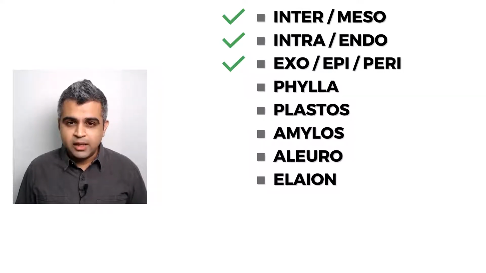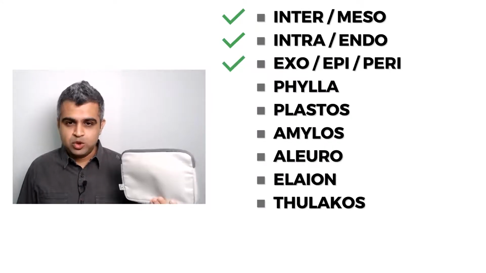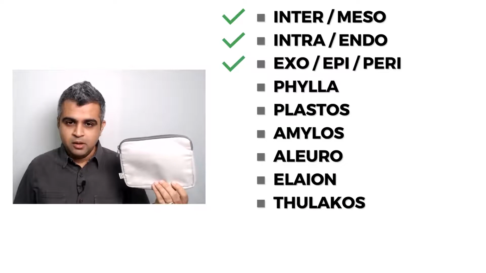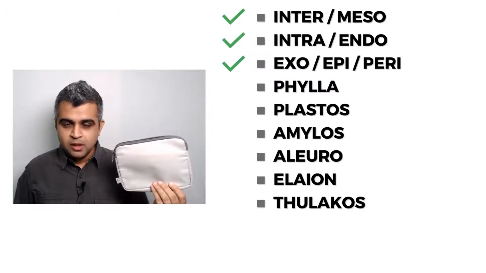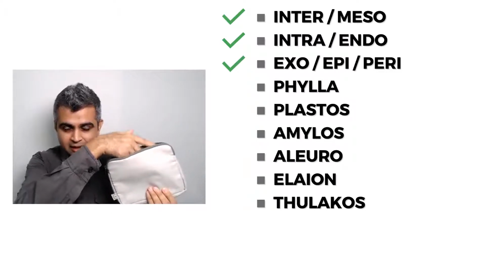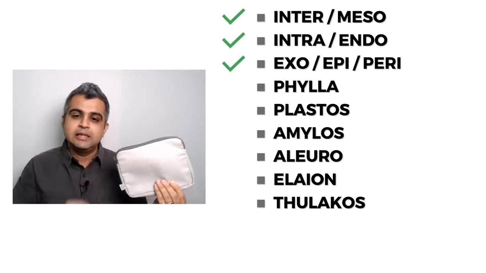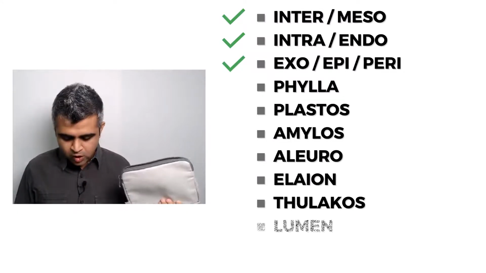The next word is thulakos, and thulakos is the Greek word for pouch, as you can see here. So any pouch like structure like this is going to be called thulakos. Now the interesting thing here is that all pouches will have a cavity inside through which you are going to put something in that pouch. That cavity in English is going to be called lumen.